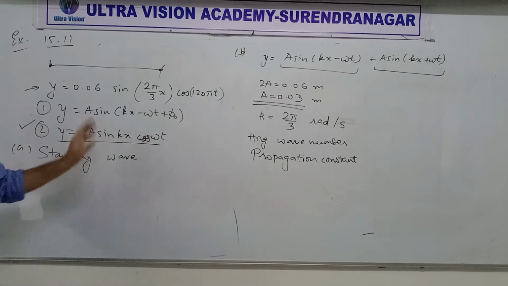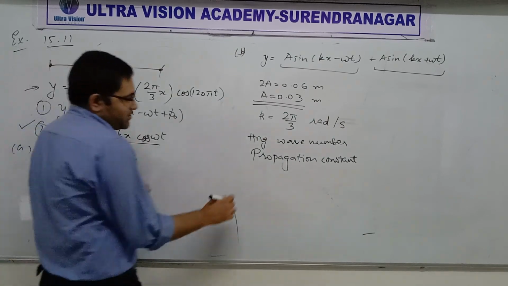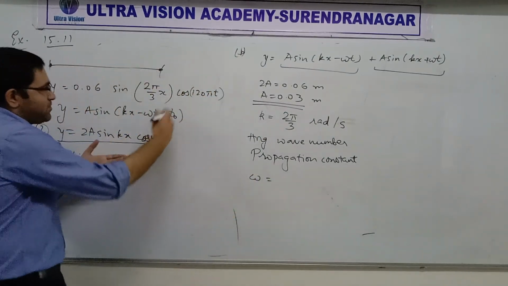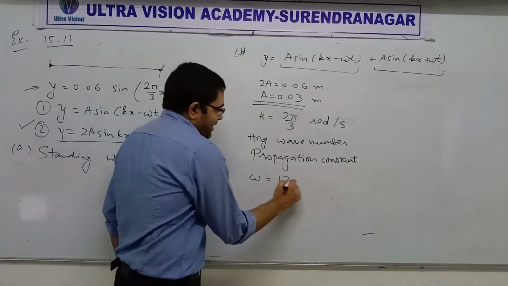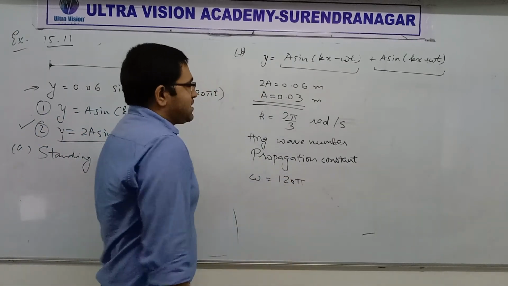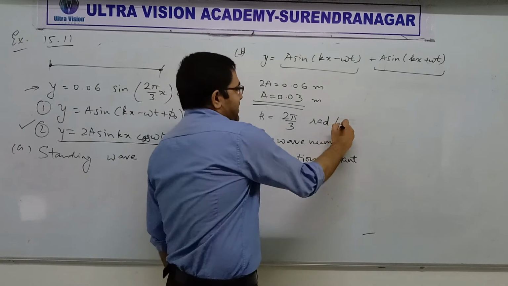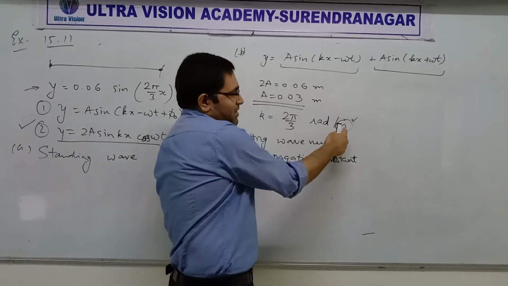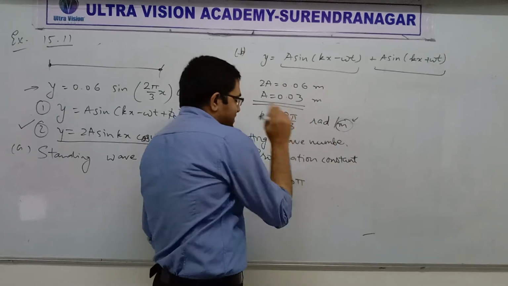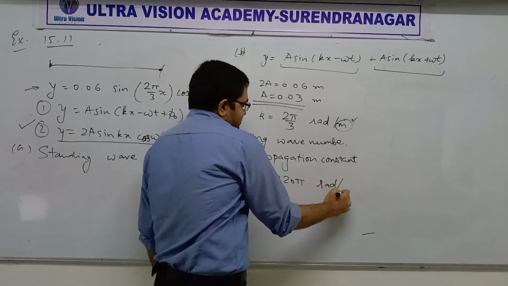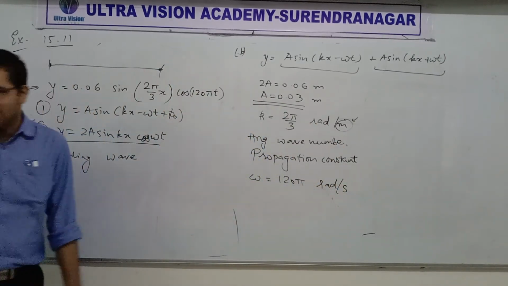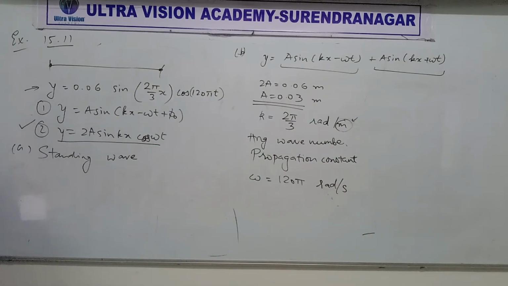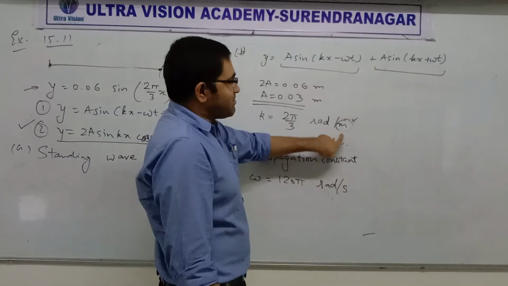Okay, so K is done. Next, omega. Now, I'll not take a lot of time. Clearly, omega is 120 pi. Actually, this would be radian per meter. Excuse me, I made a mistake. It will be radian per meter. This omega has unit radian per second. Omega has unit radian per second. K has unit radian per meter.